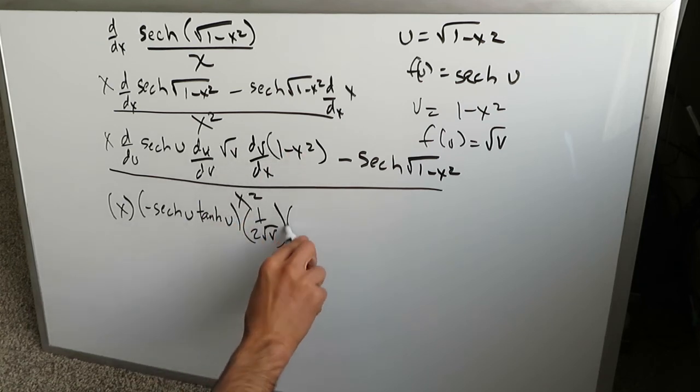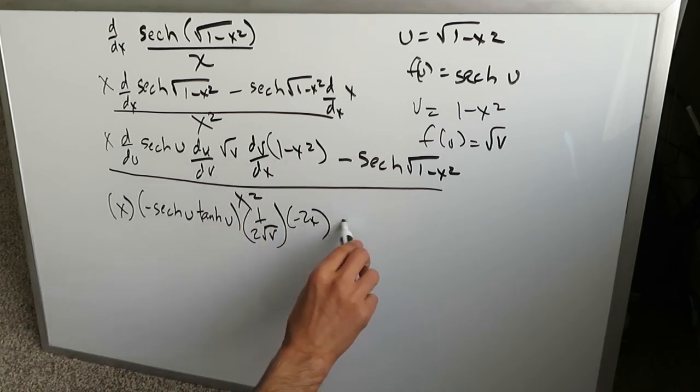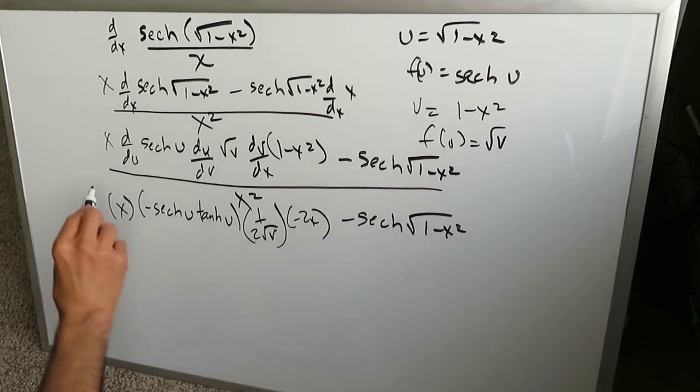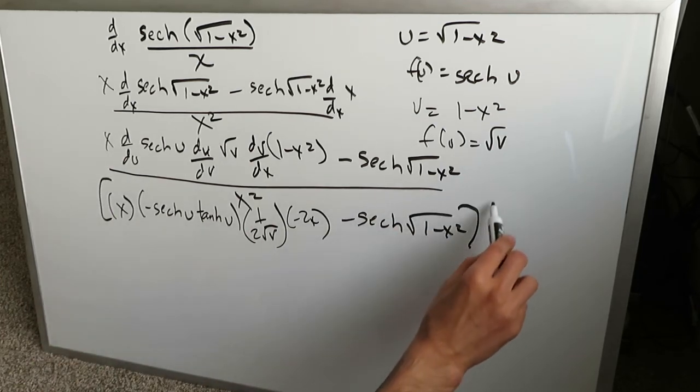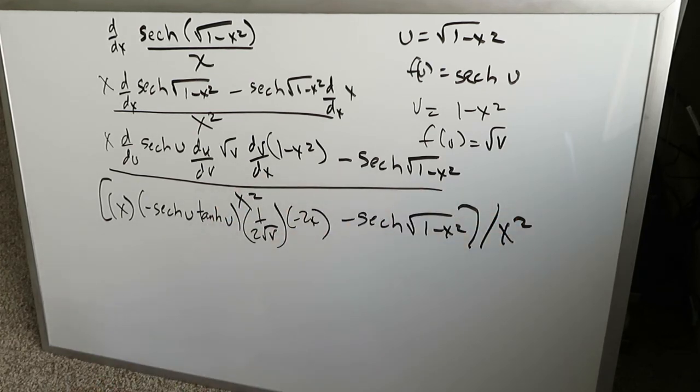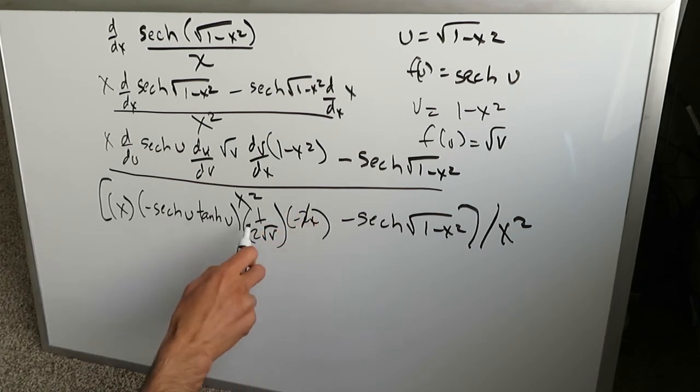1 minus x squared is really a minus 2x. And then we have this minus secant h square root of 1 minus x squared. And now all of this over here is divided by this denominator of x squared. I'm just writing here on the side due to space limitations. Let's do simplification. This 2 over here divides with 2.